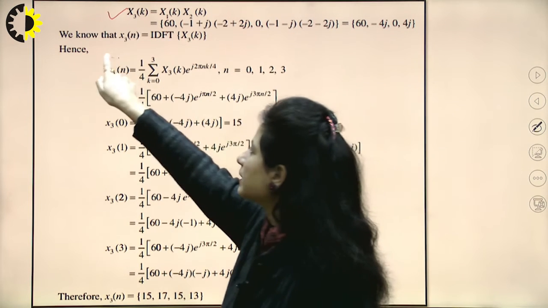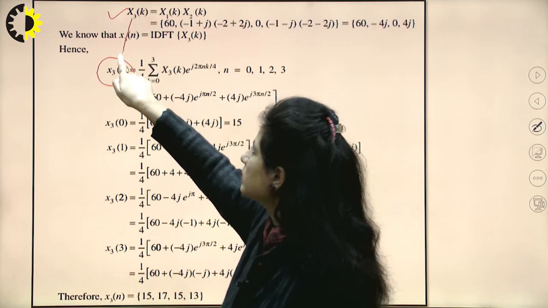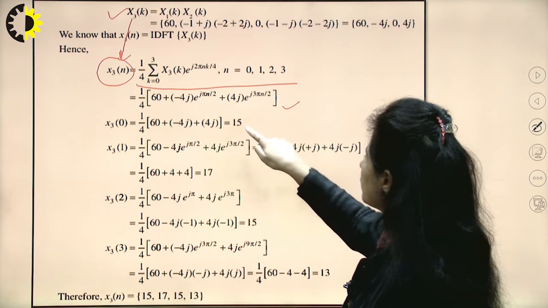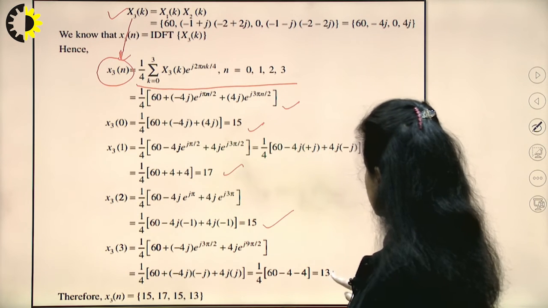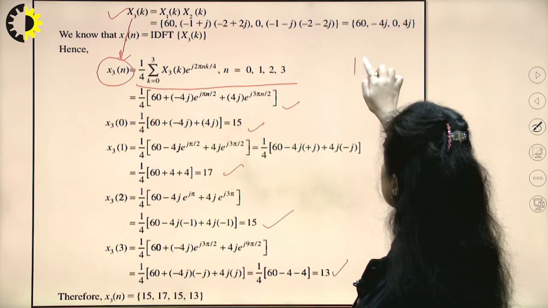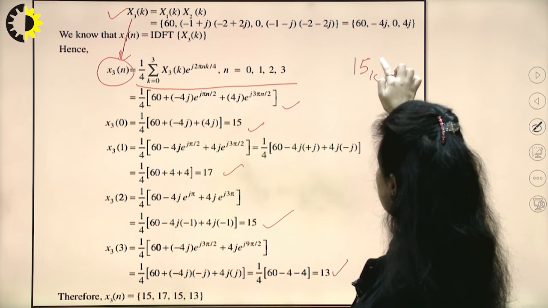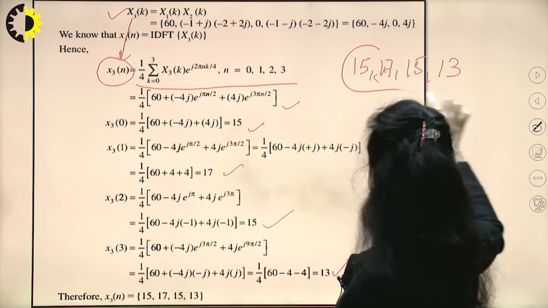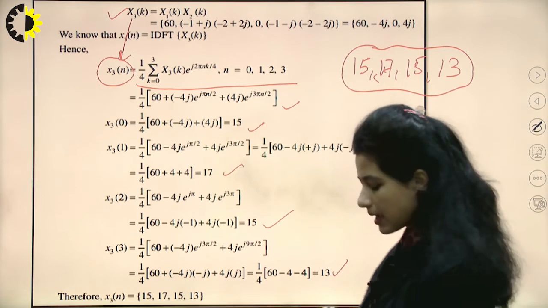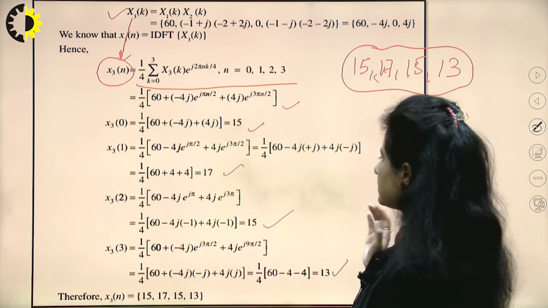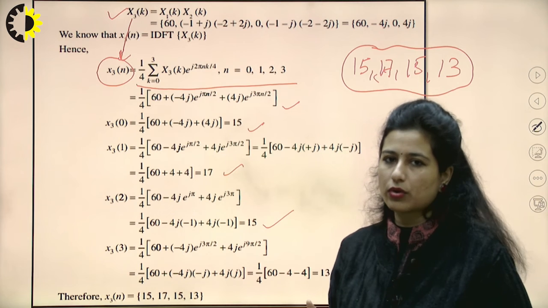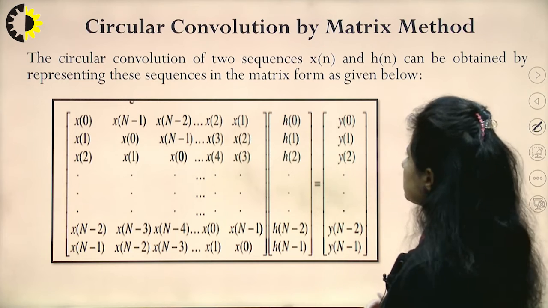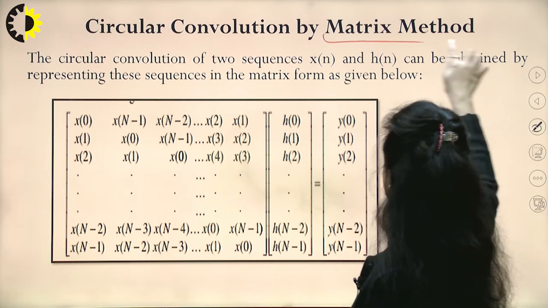Now I need to calculate time domain samples. So I would take inverse DFT of this sequence. Repeating this process again, I would get all the samples. So I can see I am obtaining the same samples, that is 15, 17, 15 and 13, which is the same as what I had obtained by the graphical method as well. So these are different techniques by which we are solving this circular convolution depending upon the choice and comfort of the user. The last method is using this matrix method.